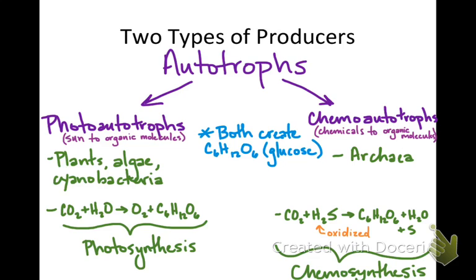And so oxidation is when ions lose electrons, and those electrons are transferred into higher energy molecules. And so we use that energy to build a glucose.